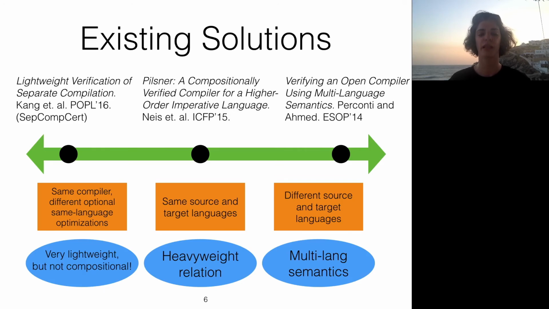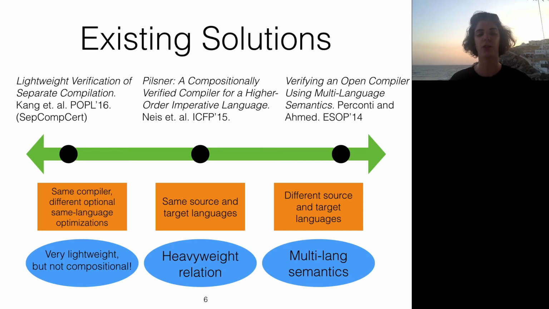There are few solutions in the literature that can be applied to higher-order functional languages. Each of them offers different compositionality guarantees and requires a different amount of sophistication. On one end of the spectrum, we have Separate CompCert, which uses a very lightweight technique to verify separate compilation. This technique requires only small adjustments to whole program verification, but it is not compositional. Programs can only be compiled with the same compiler, except perhaps some optional same-language transformations.